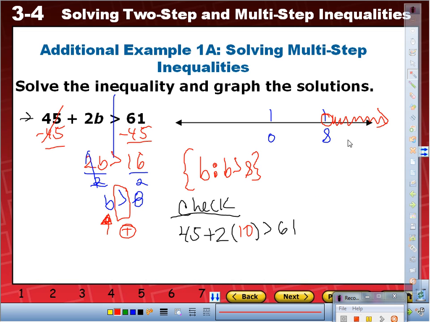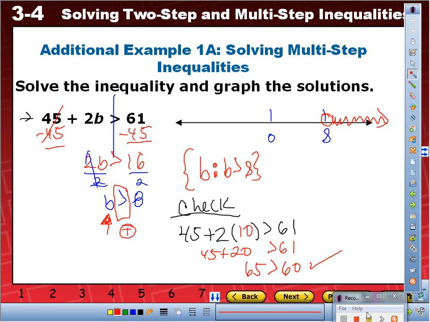So what is 2 times 10? 20, and it's a positive. I bring down the 45, bring down the inequality, 61. 45 plus 20, that's 65, greater than 61. Is 65 greater than 61? Yes, that is correct. If it is true, that means that I did shade in the right direction. Copy that, please. 61, my bad. I was just checking to see if you're paying attention. 61, there it is.